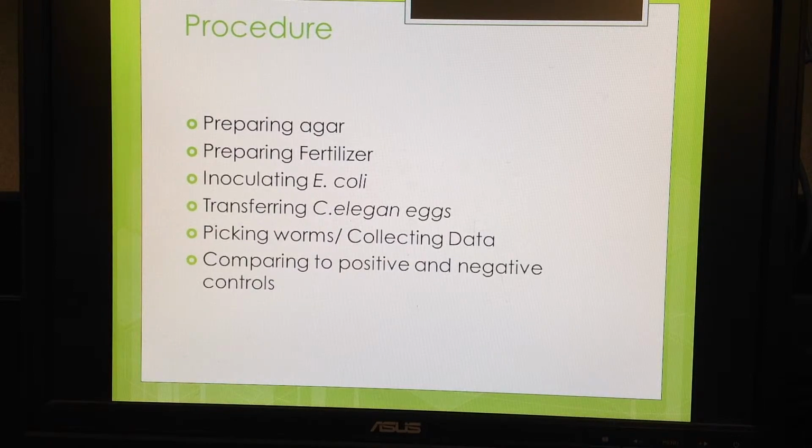The negative control was held on normal Difco agar and allowed the worms to live approximately 2 weeks. Our positive control was held on Difco agar with salt added, which caused the worms to die within 24 hours.